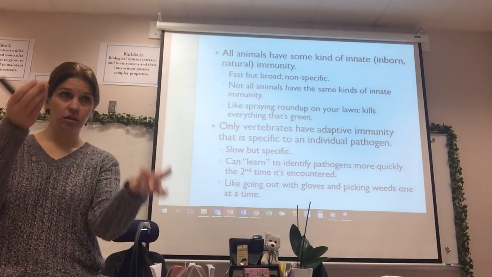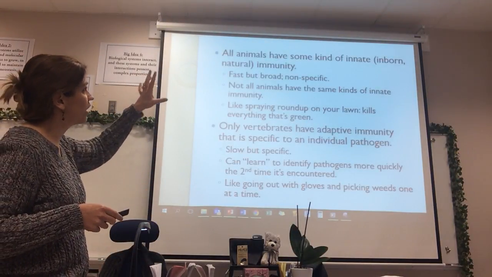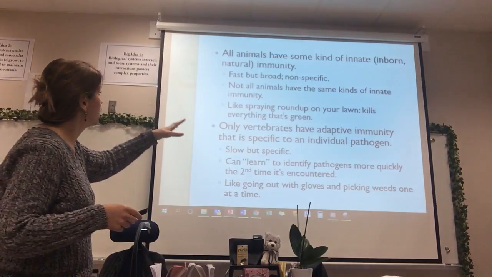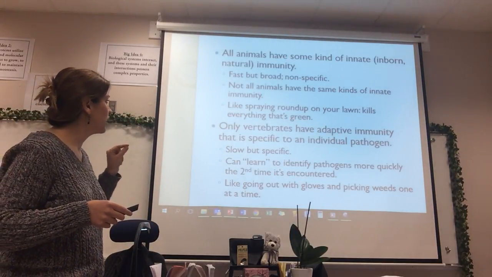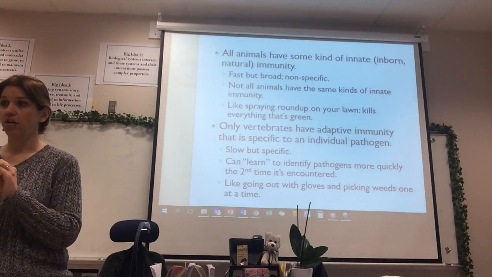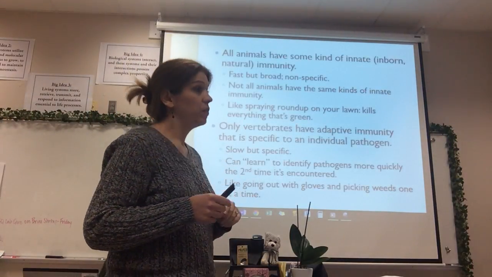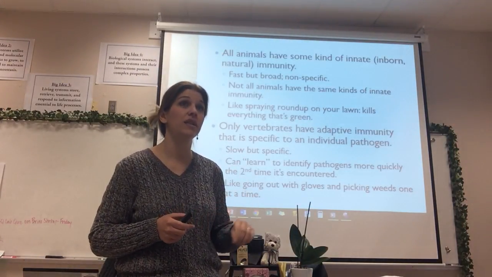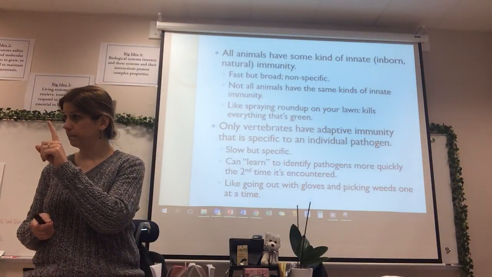So my dandelion analogy is the difference between innate immunity, which is fast but non-specific, where everything dies, versus what we call adaptive immunity. Adaptive immunity is very slow, but it's very specific, where the only things that die are the things that make you sick. Okay? The adaptive immunity learns the things that are in your environment that make you sick, so that you can only get sick by one thing one time.